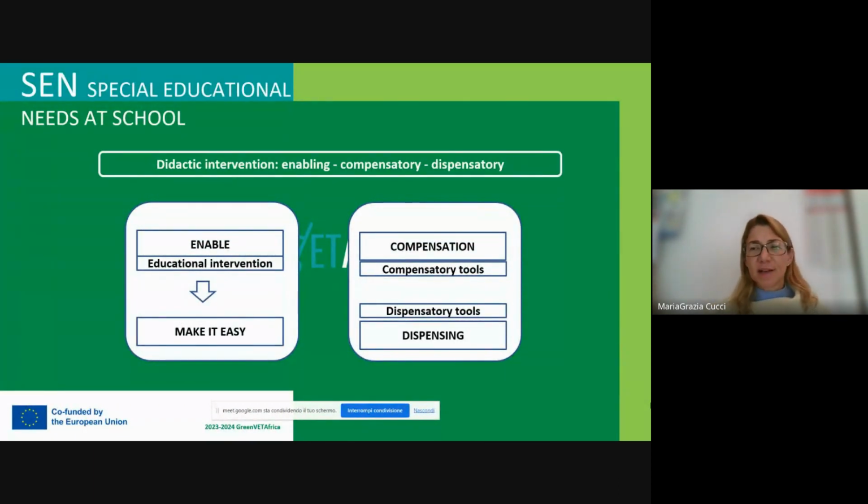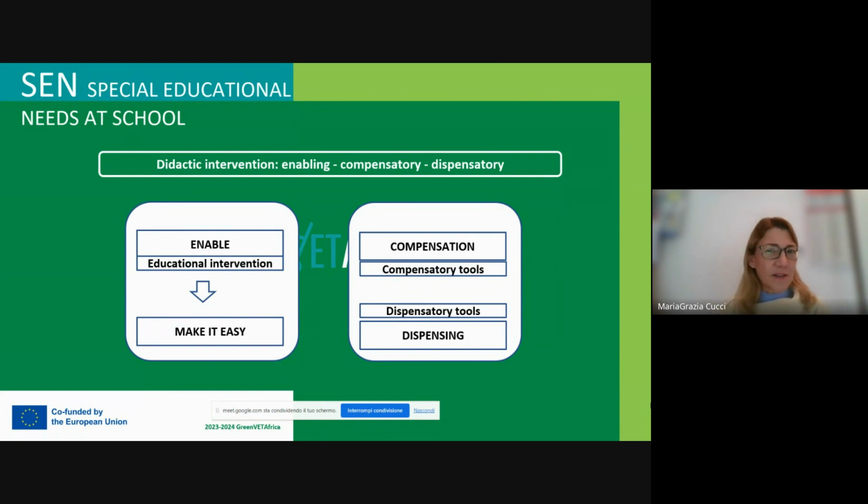Before seeing the model, we have to clear two possible tools and procedures that you can use. You can use educational intervention to enable the student in order to make it easy. Or if it is not possible, you can have compensation or dispensing.